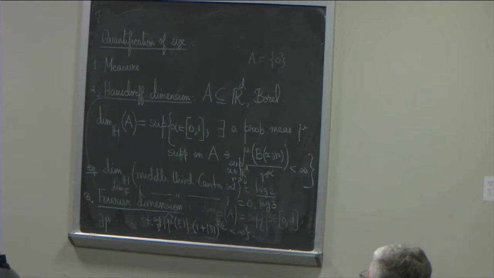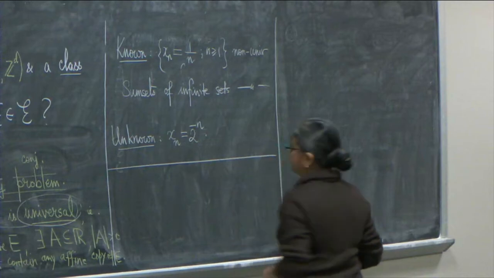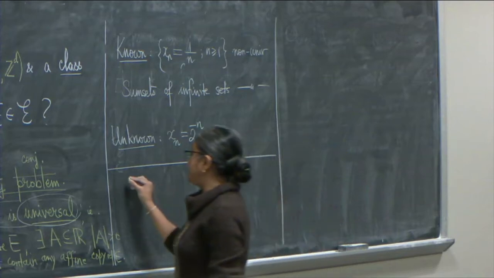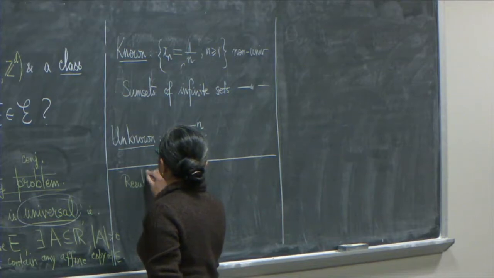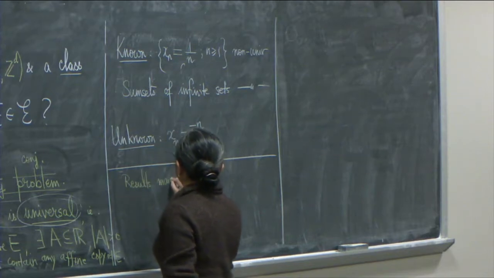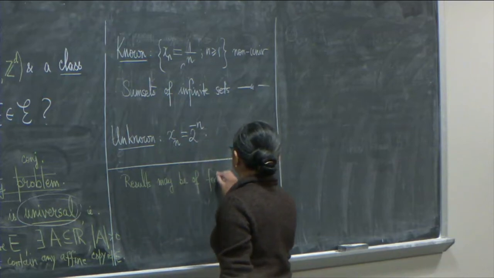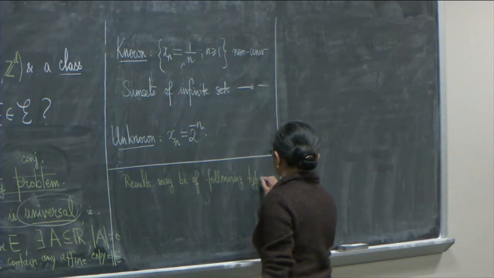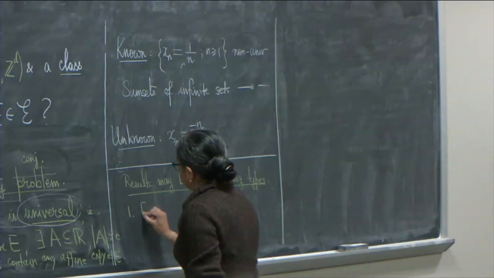Mm-hmm. All right. So let's see. So we have some notions of size. We have an idea of what the problem is. So let's see what are the kinds of results that are available. So for at least the purpose of today's talk, let's broadly have 2 or 3 categories. So the results of the following types. So one could be existence results.